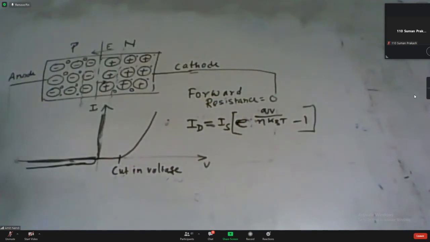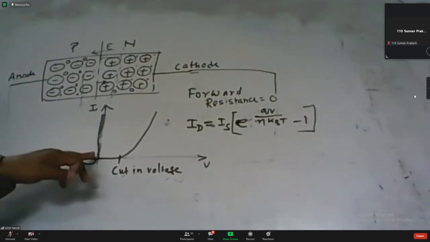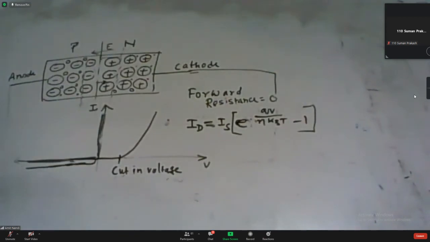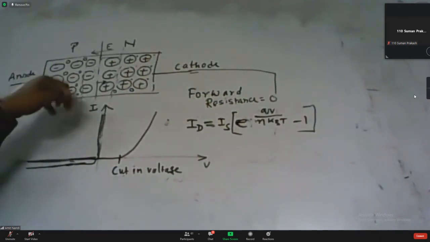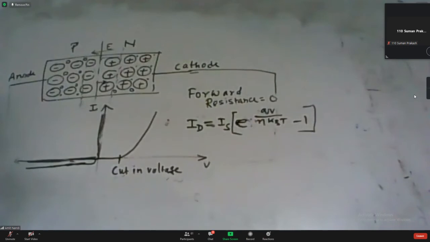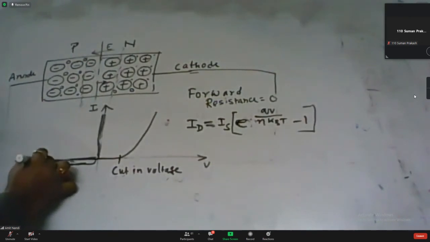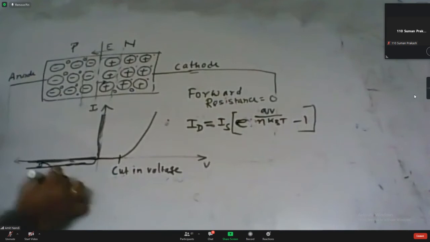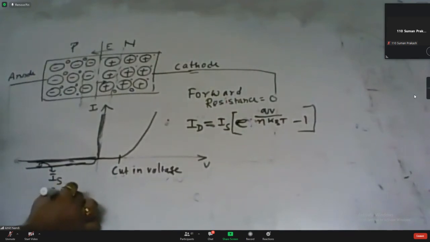So when we use a practical diode, we see that a small amount of current is flowing, and that current is very small because the number of minority charge carriers is very small. So for that reason, this current will be very small, and it is a constant current flowing under the reverse bias condition. So for that reason, it is called reverse saturation current, and it is represented by IS.